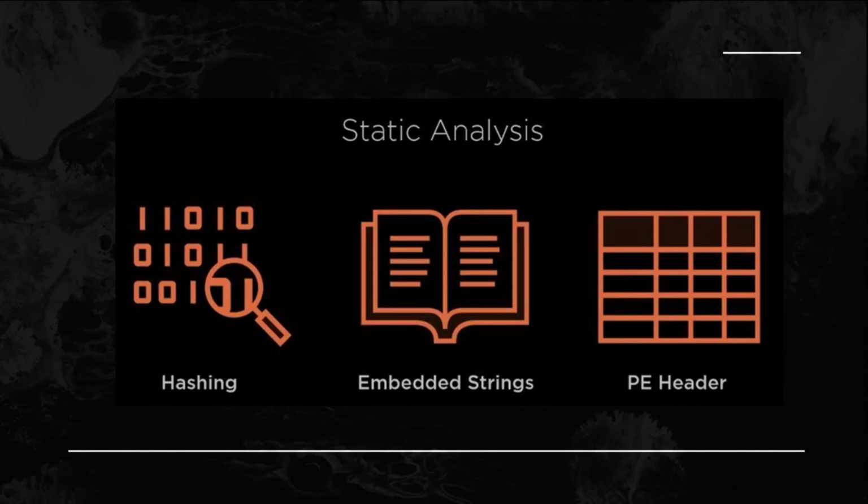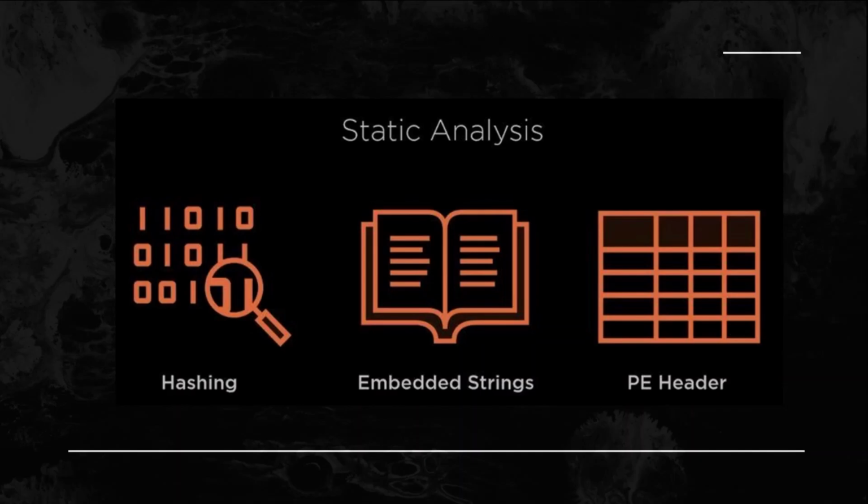Hashing generates a unique fingerprint, or a hash, of a file. This fingerprint can be used to identify known malware by comparing it against a database of known hashes. If a file hash matches a known malware hash, it's likely that the file is malicious. Hashes are also useful in verifying the integrity of files.